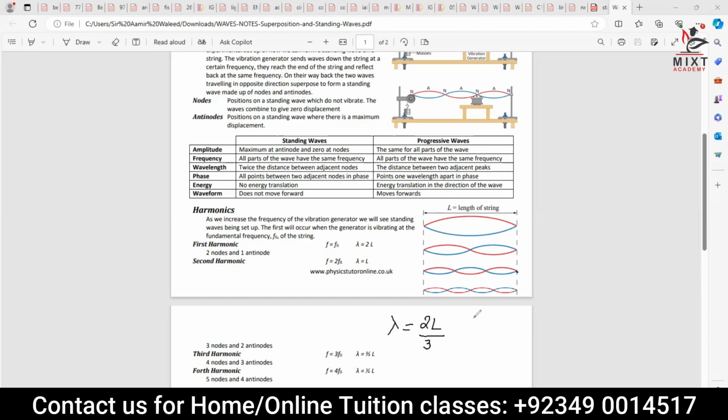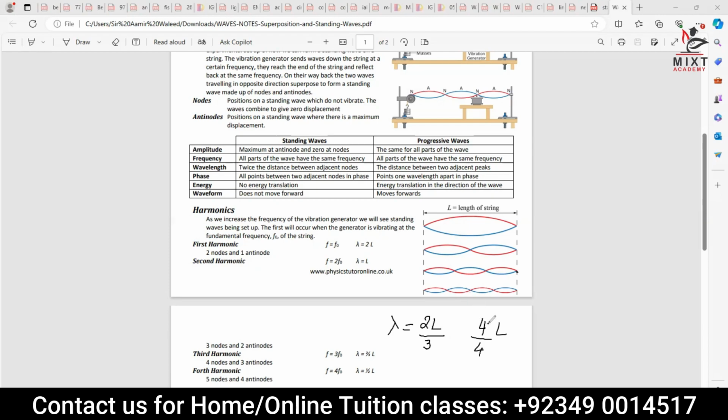What if there are 4? This is full 4, so it will be 4, and divided by 4 will give you L. This is the fourth harmonic: 4 nodes and 4 antinodes. So why does it give you 1 by 2? What is the reason for this? Wait. This is half, this is full L, then 1, 2, 3, 4.